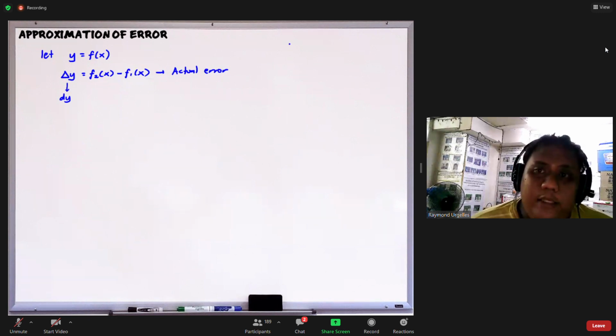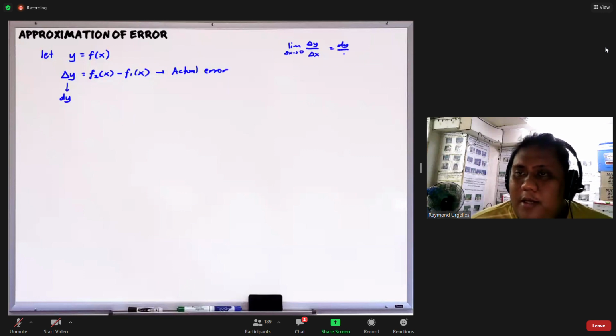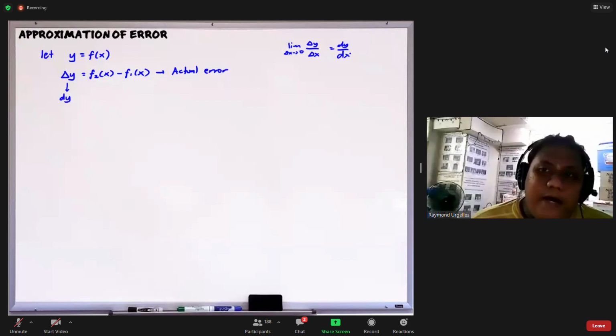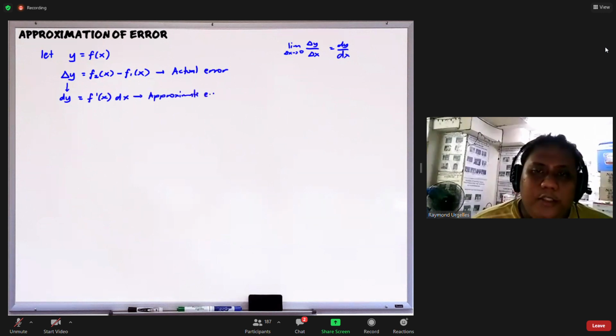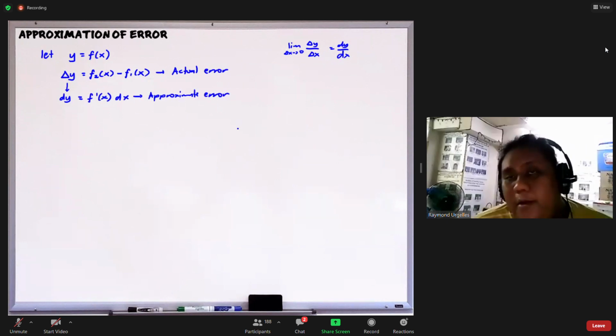Yung differential natin. Remember, yung limit ng delta y over delta x, as delta x approaches 0, is dy dx. Kaya yung delta y natin, pag in-approach natin kay 0, magiging dy. Pag nangyari yan, saan ba equal yung dy natin? By using concept of differential calculus, this is f prime of x multiplied by dx. Ito yung tinatawag natin as the approximate error. Kadalasan ito yung pinapasolve sa problem. Any questions dito?